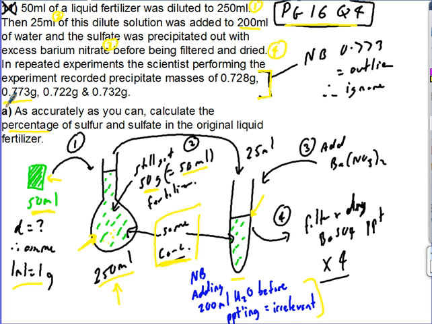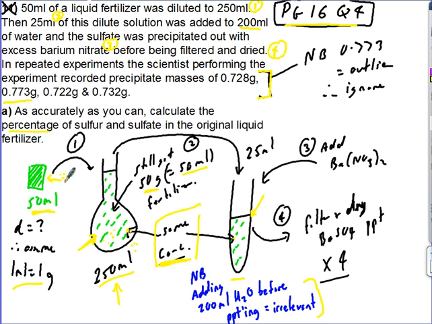First key idea is that these two samples have the same concentration. So if we know the concentration here, we know the concentration in the 250 ml sample. The second idea is that because all the fertilizer was dissolved in the 250 ml sample, if we can find the moles and mass of sulfate in the 250 ml sample, that's the same as in the original fertilizer. So let's go ahead and do this calculation now.